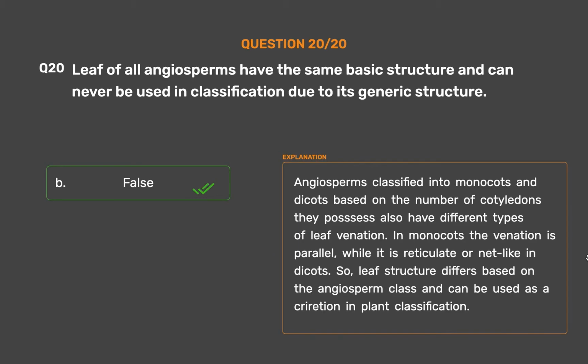False. Angiosperms classified into monocots and dicots based on the number of cotyledons they possess also have different types of leaf venation. In monocots the venation is parallel, while it is reticulate or net-like in dicots. So, leaf structure differs based on the angiosperm class and can be used as a criterion in plant classification.